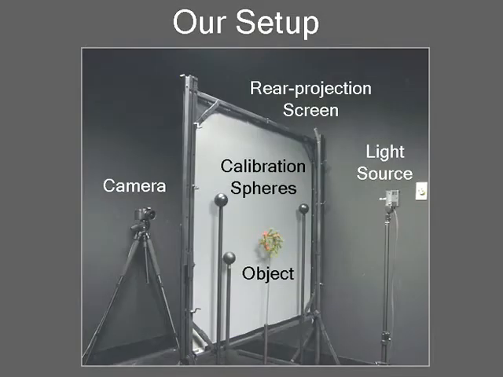The physical setup used in our experiments is shown here. The light source positions are estimated using the shadowgrams of at least 2 spheres. The acquired shadowgrams can then be used to recover the visual hull of the object.